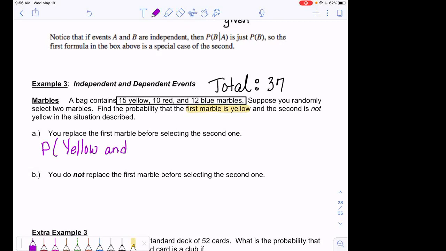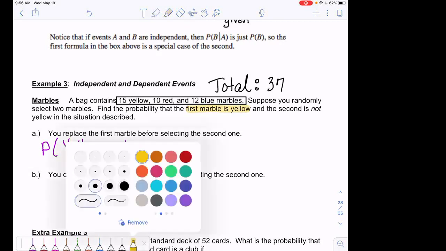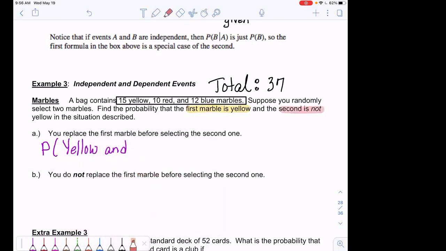And the second is not yellow. So I want the probability of getting a yellow and then not a yellow. So we're going to find the probability of having a yellow and then the probability of not having a yellow. It says you replace the first marble before picking the second.